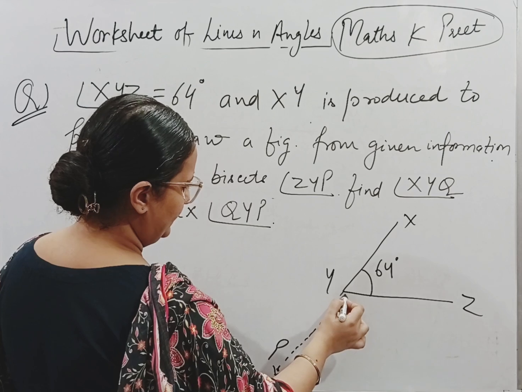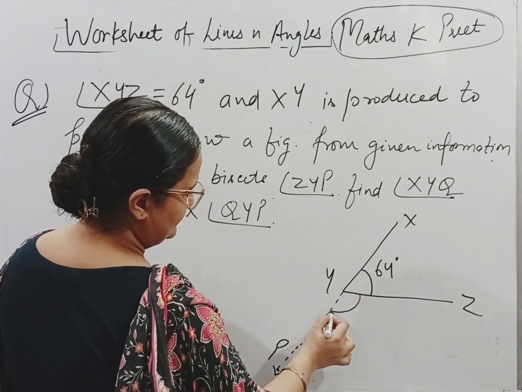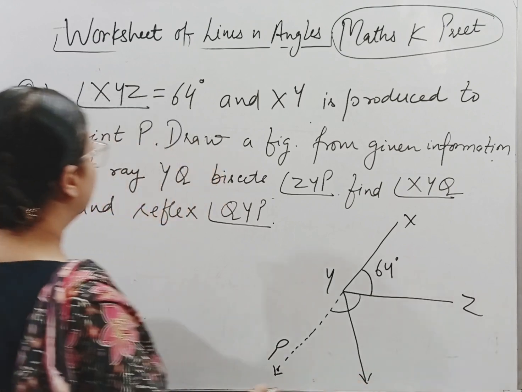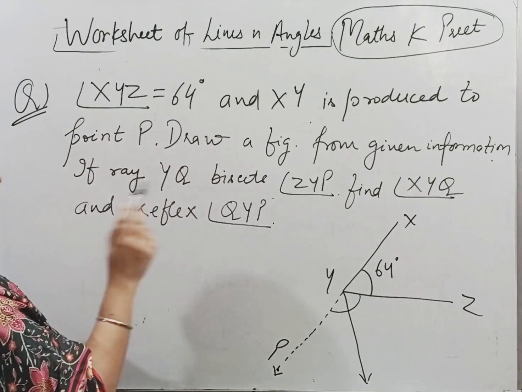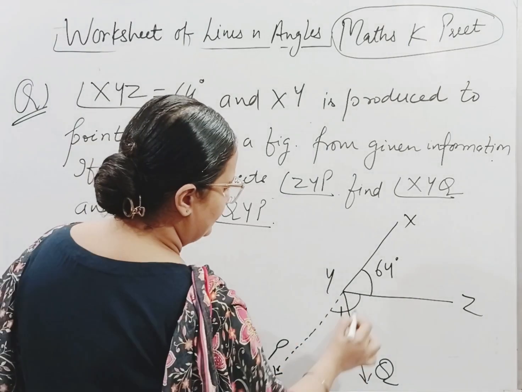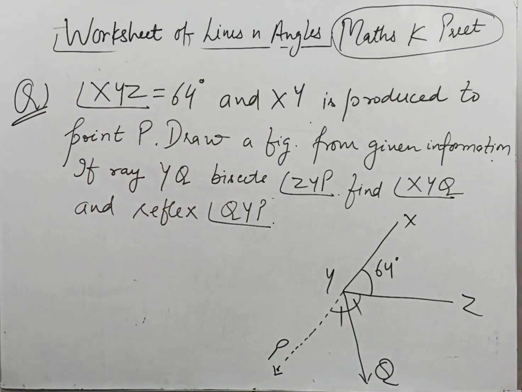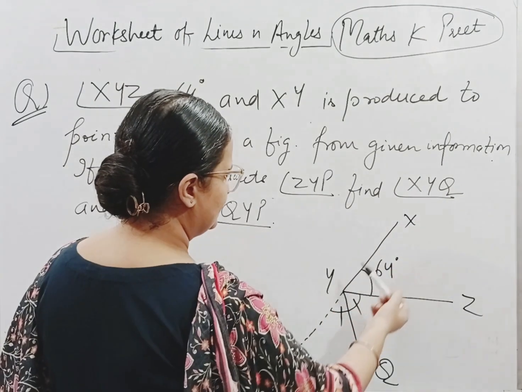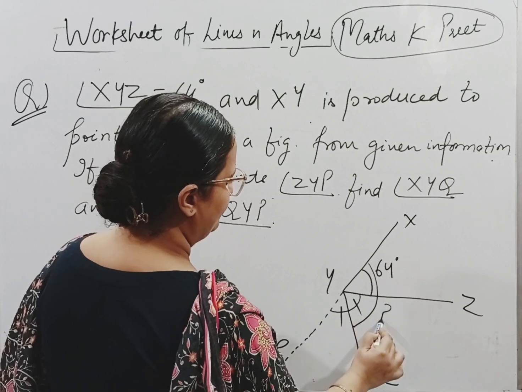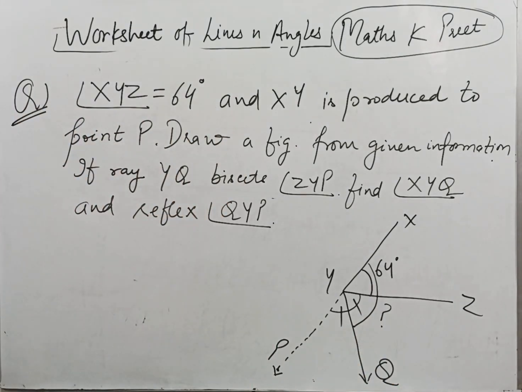We have to draw a ray that is bisecting this angle. So somewhere in the middle of the angle we have to draw YQ. This is my Q. So bisect means this angle is equal to this angle, ZYP. Find XYQ. We have to find this angle XYQ, the whole measurement. This we have to find, and reflex of QYP. We'll see further this. First let's find XYQ.